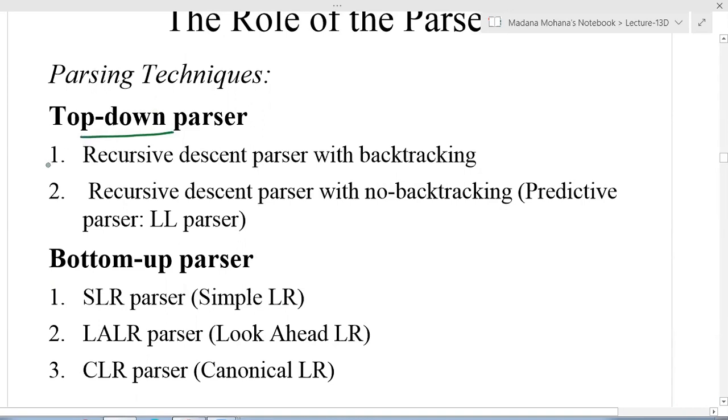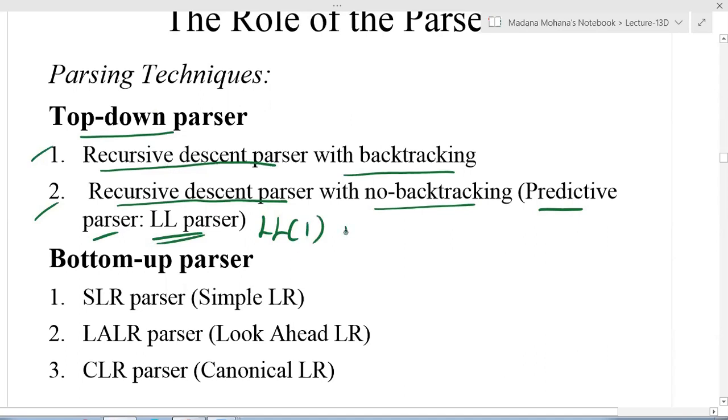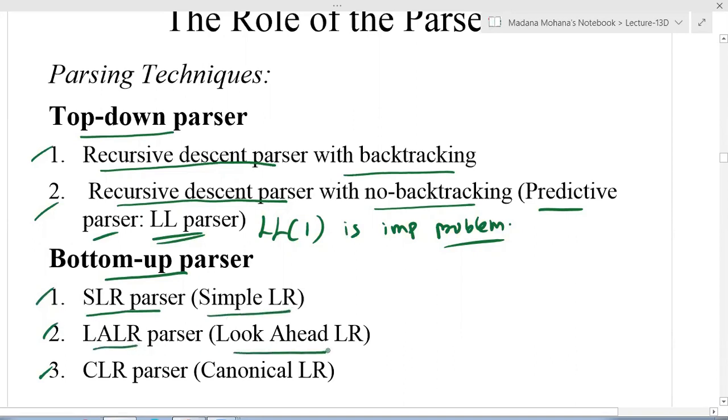First, for top-down parser, we have two techniques. First one is recursive descent parser with backtracking, then recursive descent parser with no backtracking. This technique is called predictive parser, which is called LL parser. So in top-down parser, we will discuss these two techniques. Here, predictive parser LL(1) is an important problem, so in the examination we expect this question. Then for bottom-up parser, three techniques are there. First one is SLR parser, meaning simple LR. Then LALR parser, meaning look-ahead LR parser. Then CLR parser, meaning canonical LR parser.